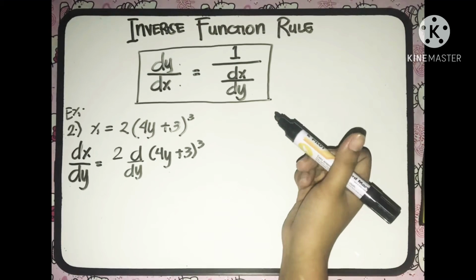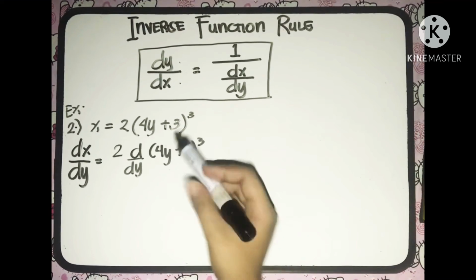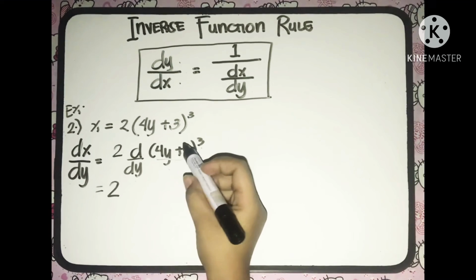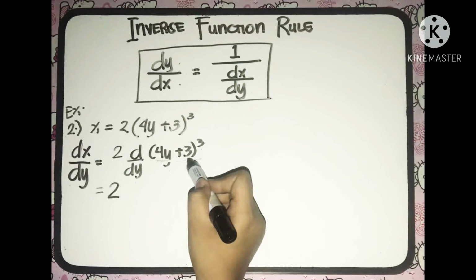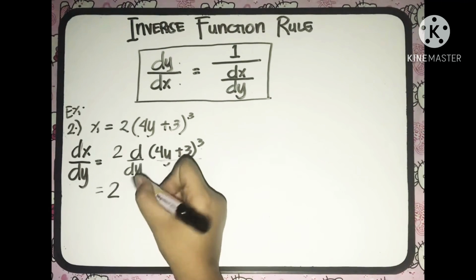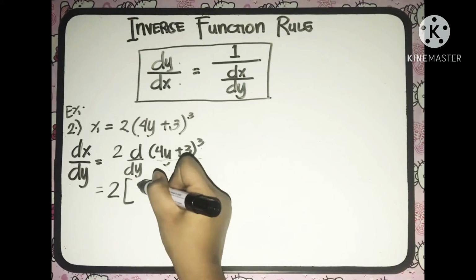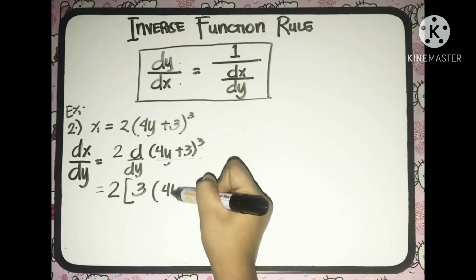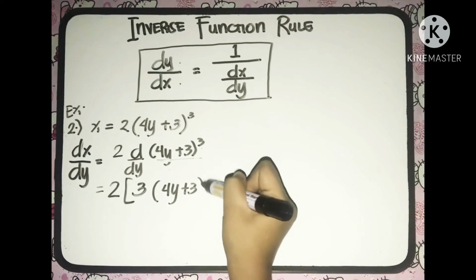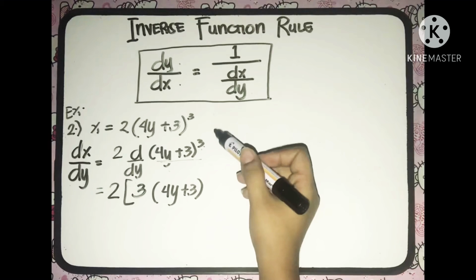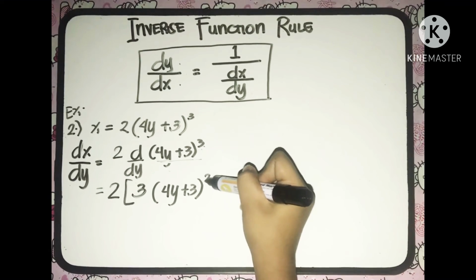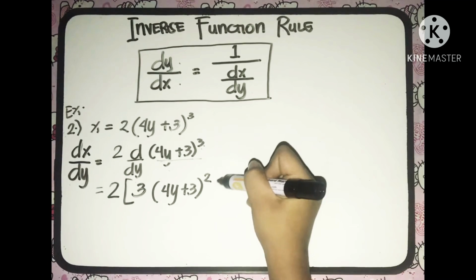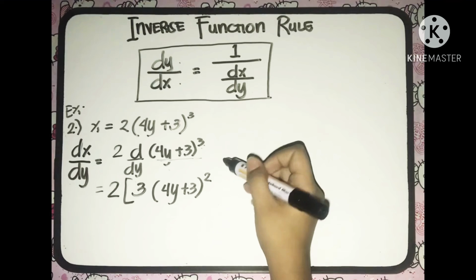Okay, so applying the rules in differentiation. Let's just copy the constant 2. Then, by applying the rules in differentiation to 4y plus 3 cubed, the power rule, we'll have 2 multiplied to 3, then multiplied to 4y plus 3, and then what we do to the exponent is subtract 1, so 3 minus 1, which is equal to 2, and then multiply by the derivative of 4y plus 3, which is equal to 4.